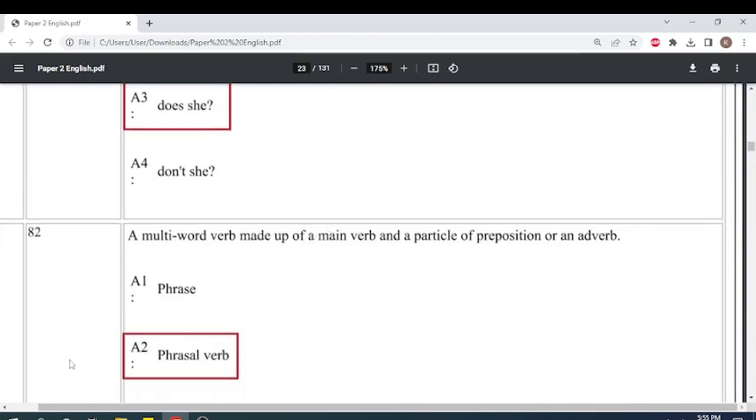82. A multi-word verb made up of a main verb and a particle of prepositions or an adverb. Answer A2, phrasal verb.